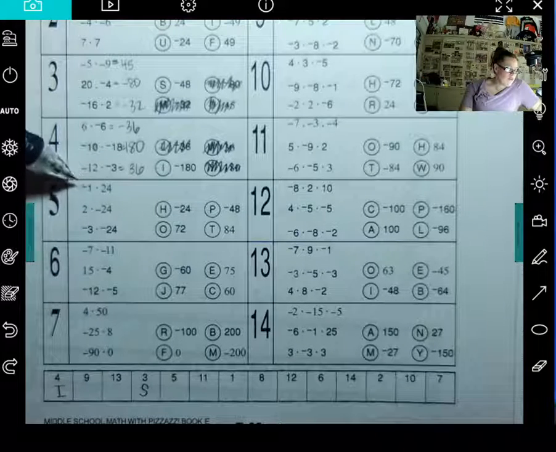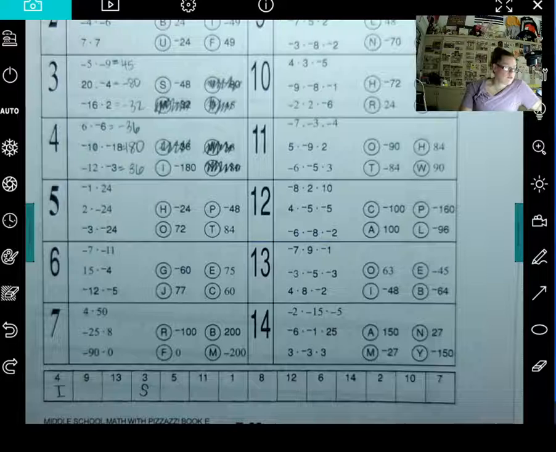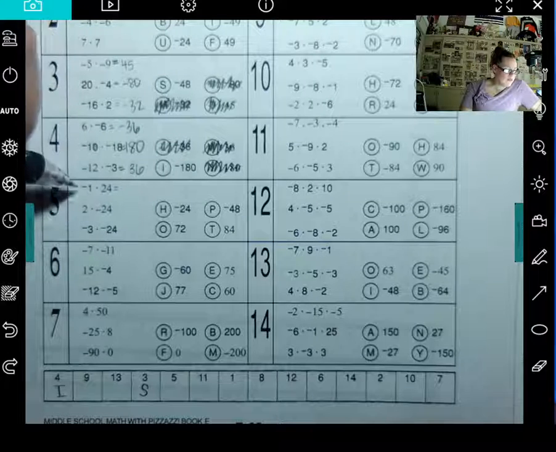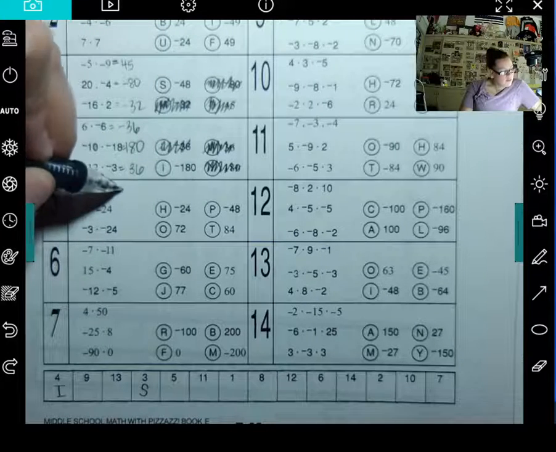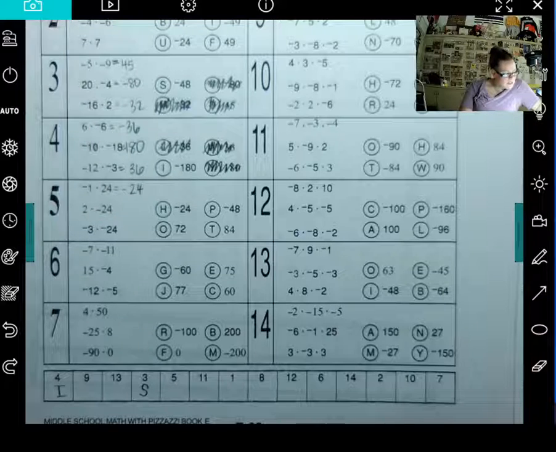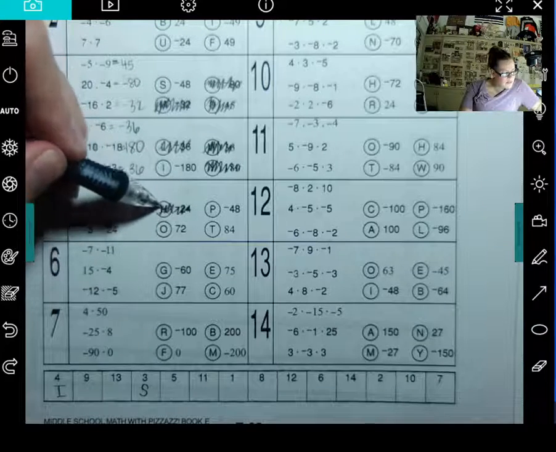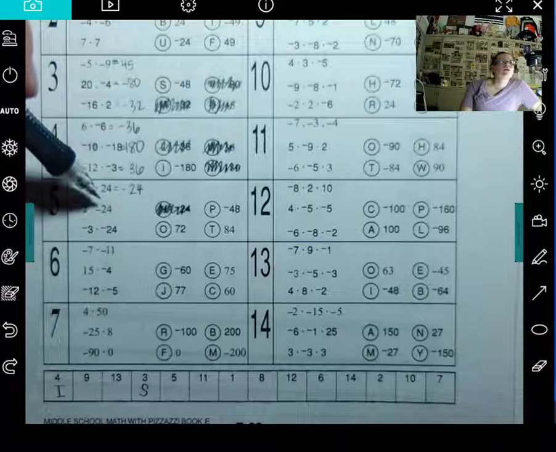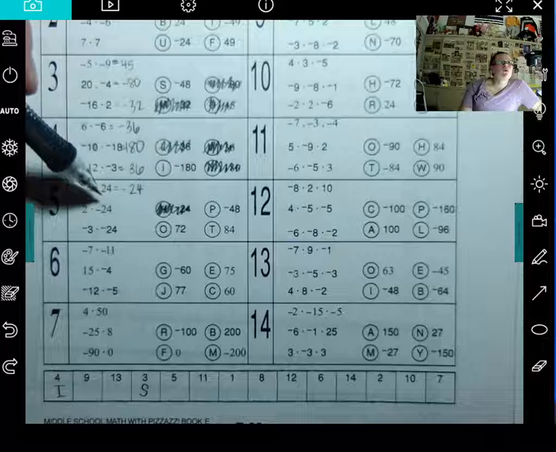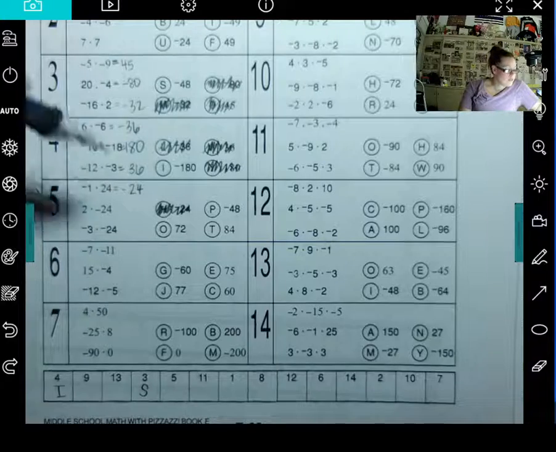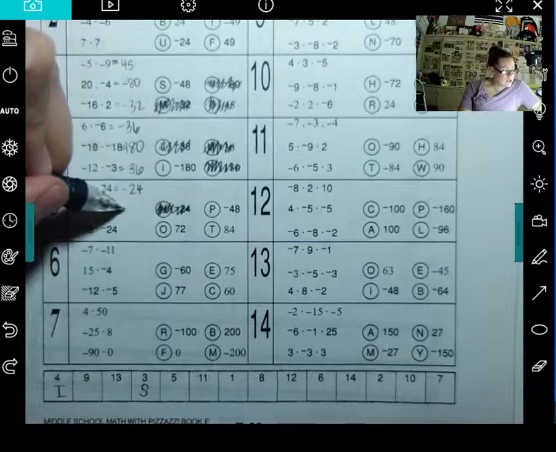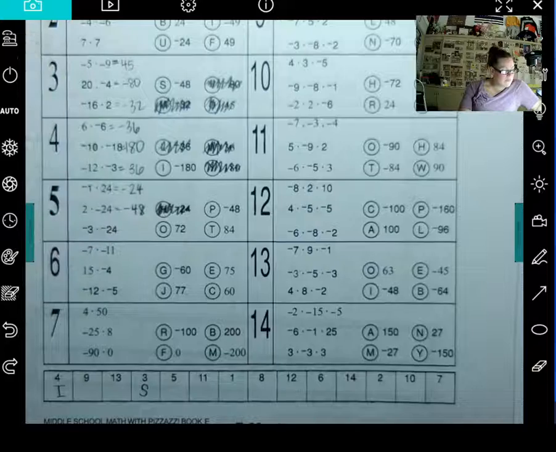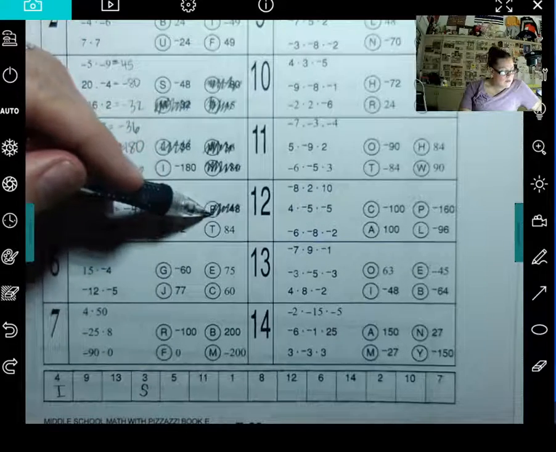Number 5, we have -1 times 24. Any number times 1 is just itself. Because one of our numbers is negative, we have a negative answer. Cross off the H. So now we have 2 times 24. When you're dealing with multiplying by 24, think of the amount of hours in a day. How many hours are in 2 days? 48. So one of these numbers was negative. We should have an answer of -48. So cross the P out.